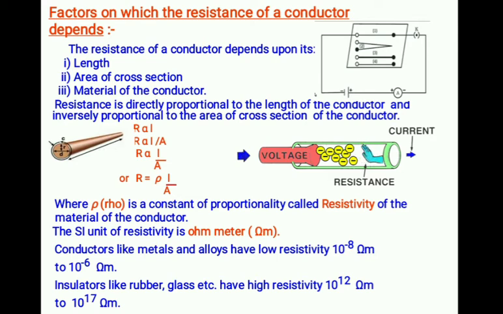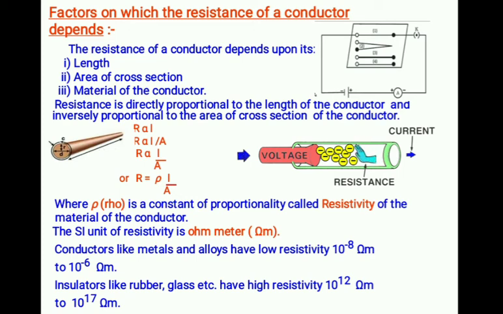The resistance of a conductor depends upon the length, area of cross section, and material of the conductor. First, the length: the resistance of a conductor is directly proportional to the length. As the length of the conductor increases, the resistance also increases. Second, area of cross section: the resistance of a conductor is inversely proportional to the area of cross section or thickness of the conductor. R is inversely related to A. As the area of cross section increases, the resistance decreases, that means current increases.